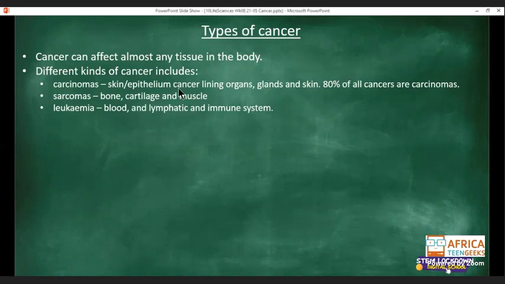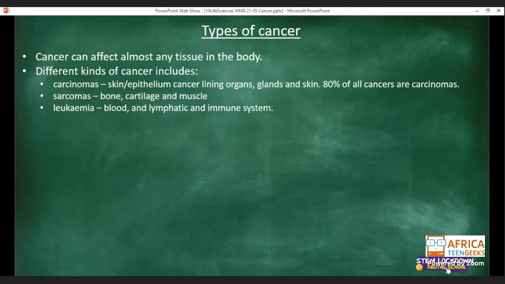So these are the different kinds of cancers. We have the carcinomas, the sarcomas, and the leukemia. So these three is what we classify all of those that you named under. So for carcinomas, the skin or epithelial cancer lining organs is affected by these, your glands and your skin. So 80% of all cancers are carcinomas. So your breast cancer is a type of carcinomas cancer, your lung cancer, your liver cancer. So these are types of carcinomas cancers, the ones that you named.